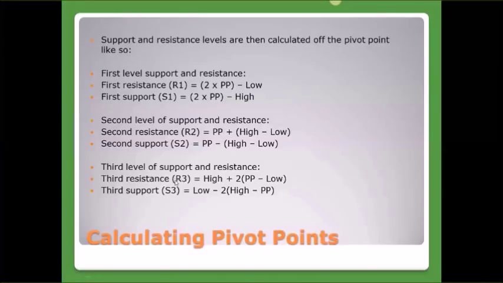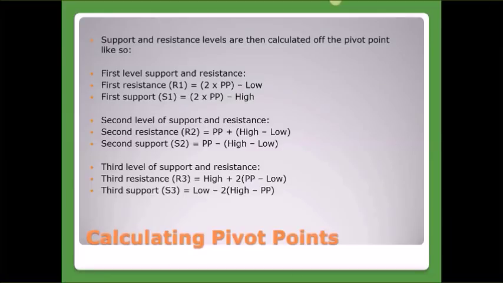And the third level, R3 and S3, are calculated as high plus 2 times pivot point minus low, and low minus 2 times high minus pivot point. Again, if these support and resistance area calculations sound a little bit complicated, don't worry about them. You never have to calculate them yourself.